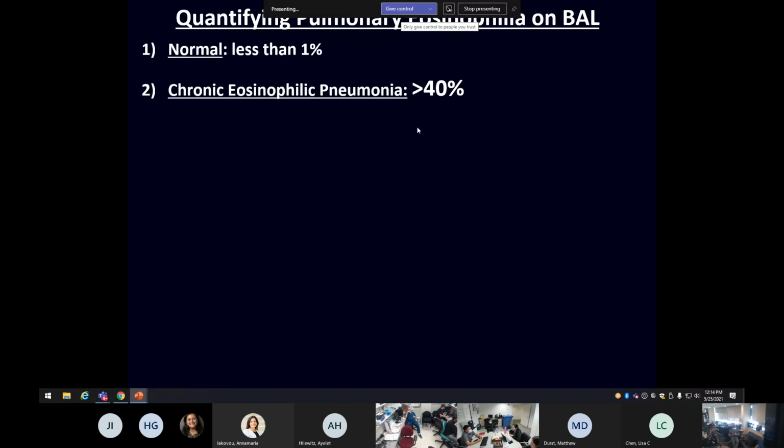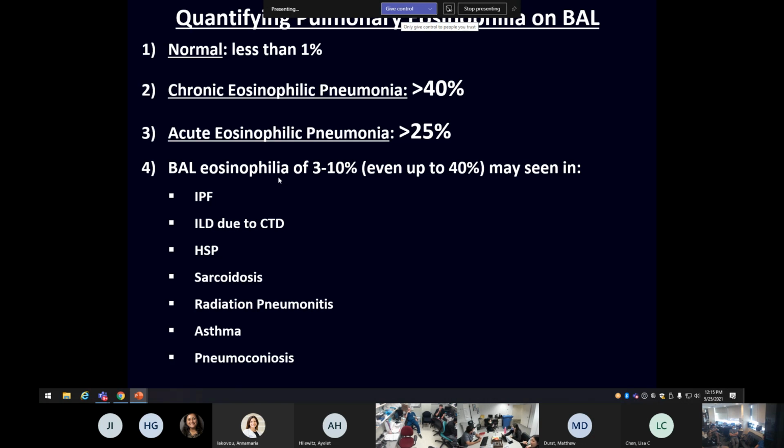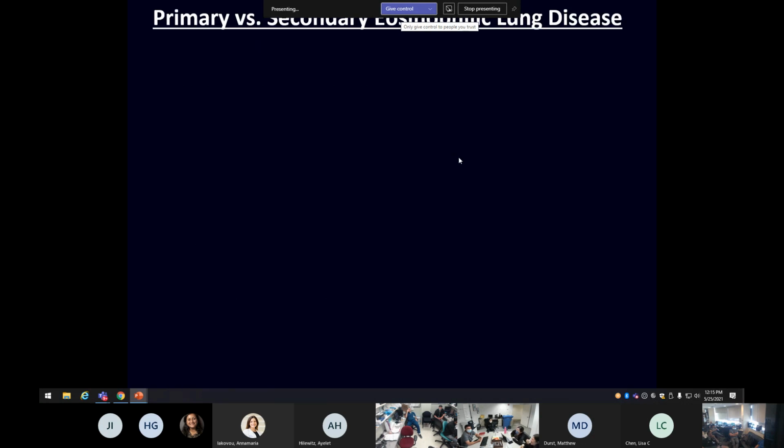So let's quantify pulmonary eosinophilia on BAL. Normal is less than 1%. And these are memorizable numbers. Chronic eosinophilic pneumonia is greater than 40%. Acute eosinophilic pneumonia is greater than 25%. And then it's important to note that in some etiologies, you can have 3 to 10% BAL eosinophilia without having a primary eosinophilic disorder. So for example, in IPF, in ILD due to connective tissue disease, hypersensitivity pneumonitis, sarcoid, even cryptogenic organizing pneumonia, I didn't write it here, but you can have it with that as well. Radiation pneumonitis, you can have this mild BAL eosinophilia. Again, it's greater than 40% for chronic eosinophilic pneumonia and greater than 25% for acute eosinophilic pneumonia.